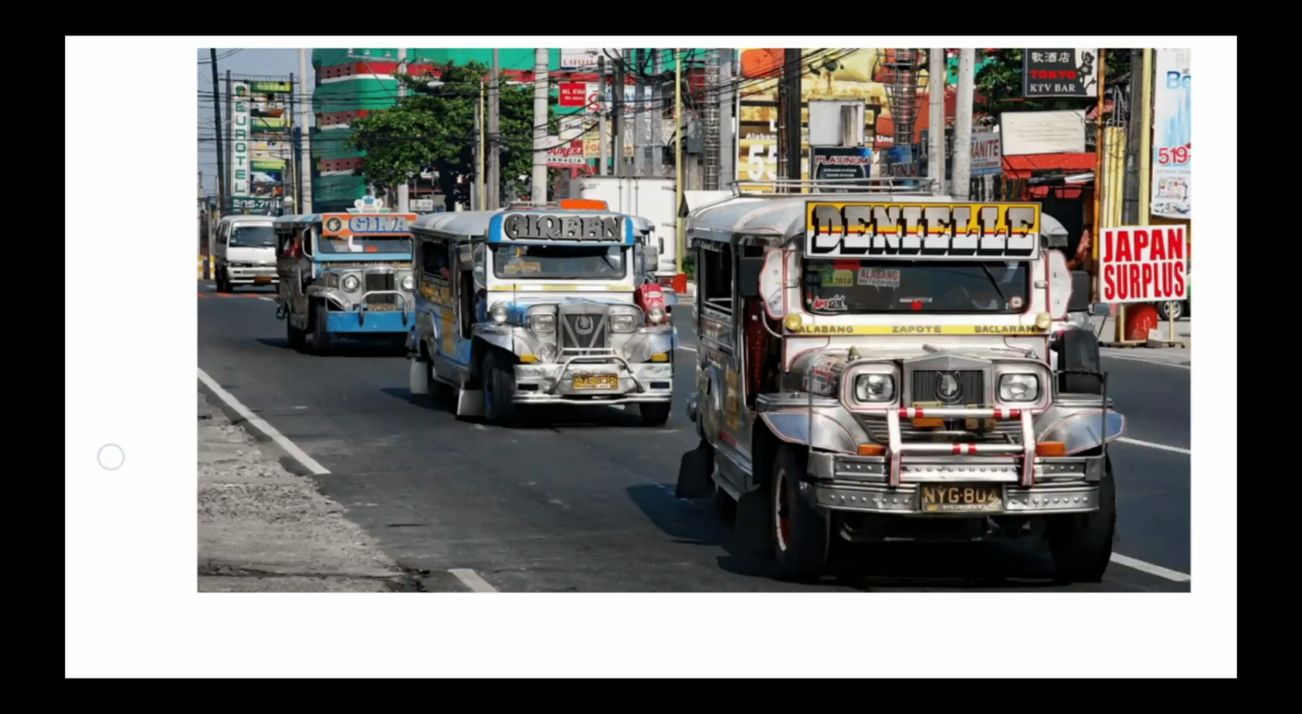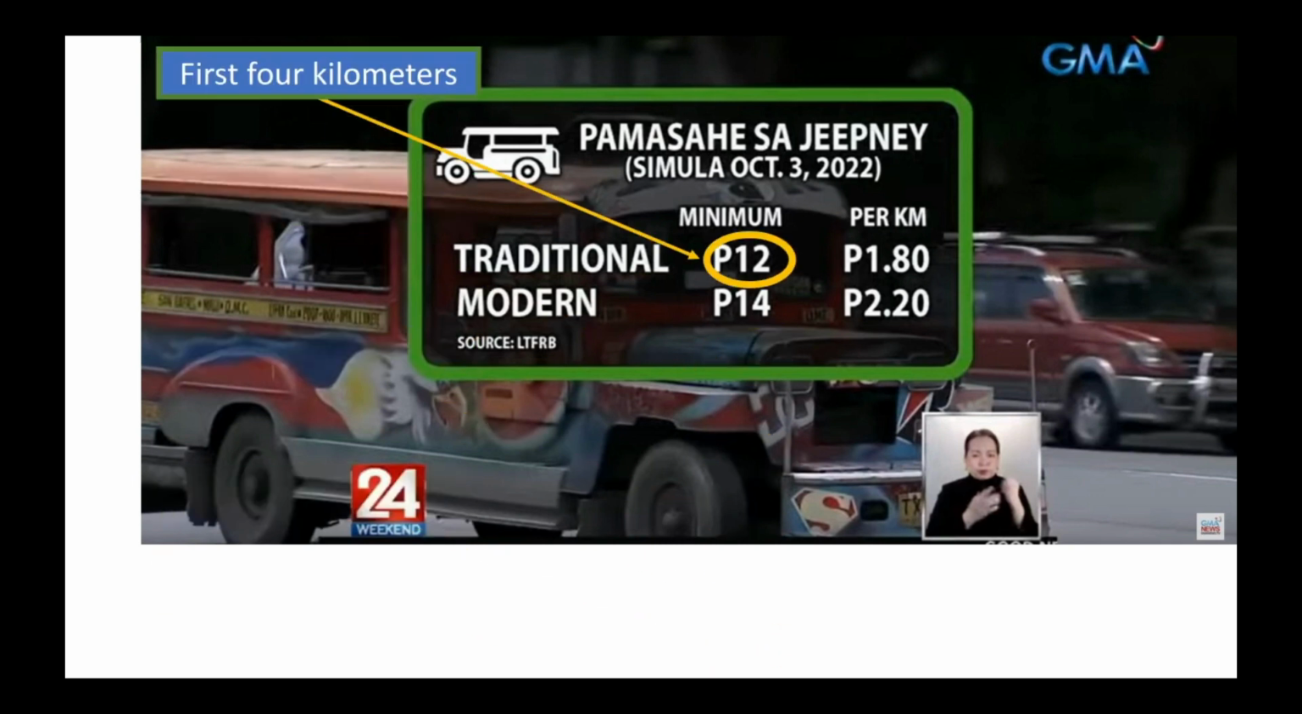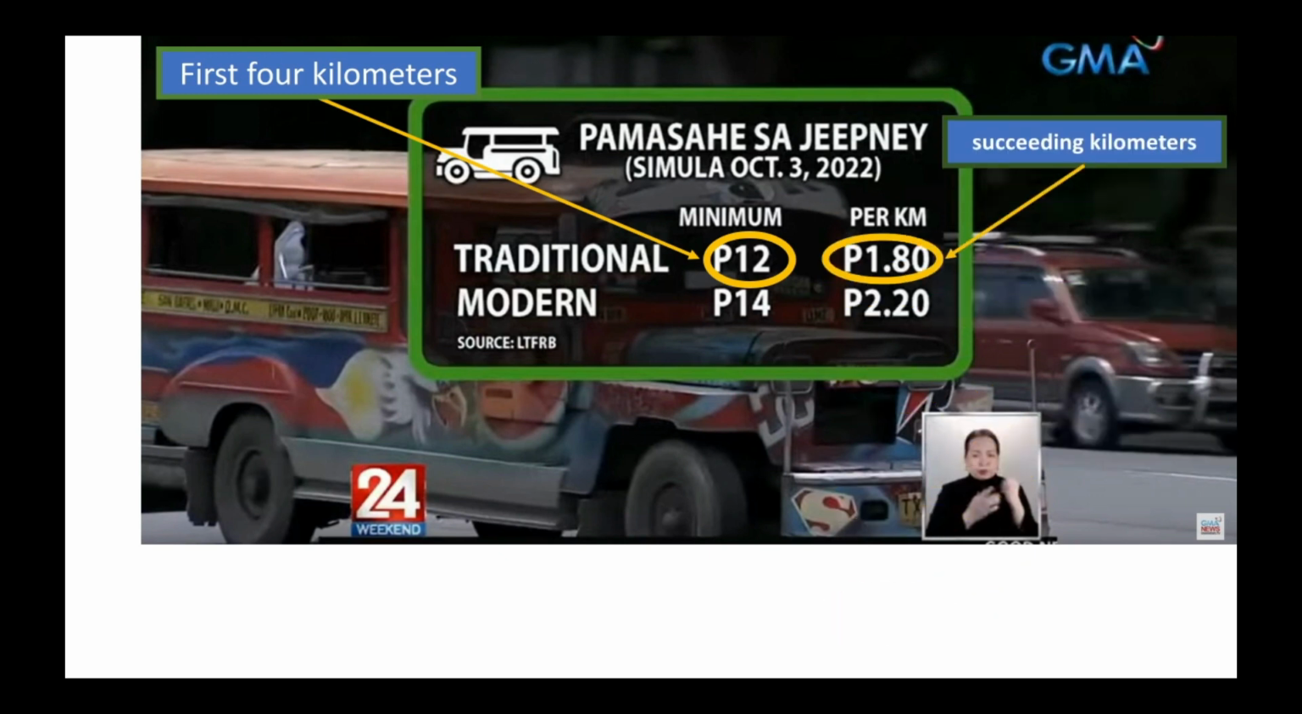If you are a commuter of a public utility jeepney, the use of a piecewise function is not something new to you. As of October 3, 2002, the LTFRB released the Public Utility Jeepney General Fare Guidelines for Mega Manila. Based on the LTFRB decision, the traditional jeepney will have a new minimum fare of 12 pesos that will cover the first 4 kilometers and 1 peso and 80 centavos for every succeeding kilometer.